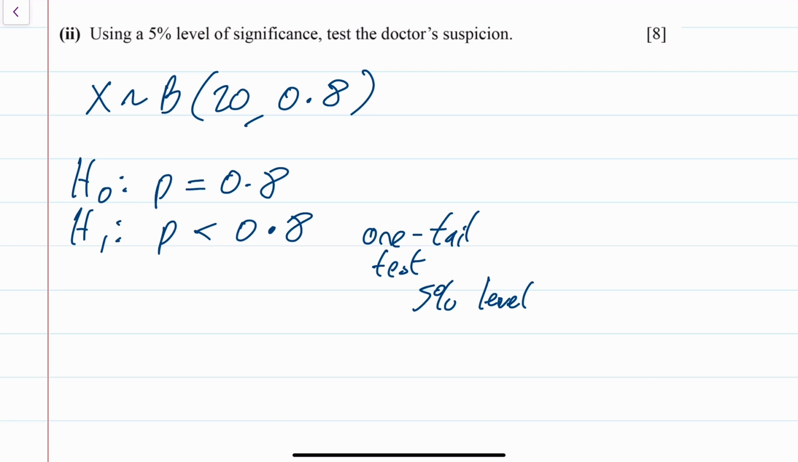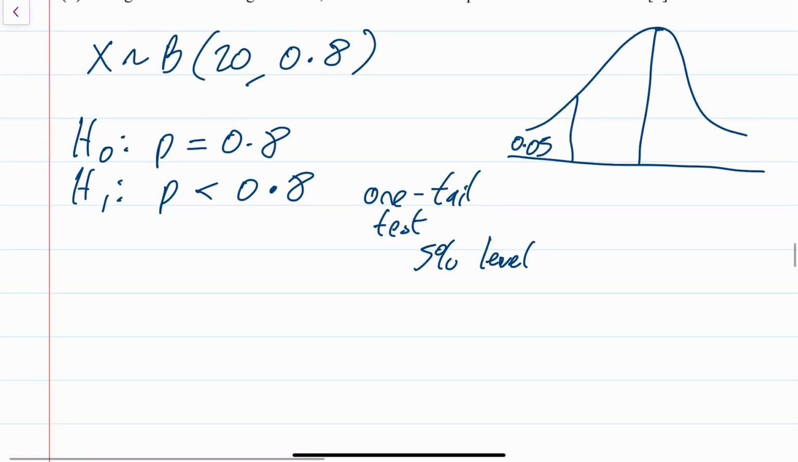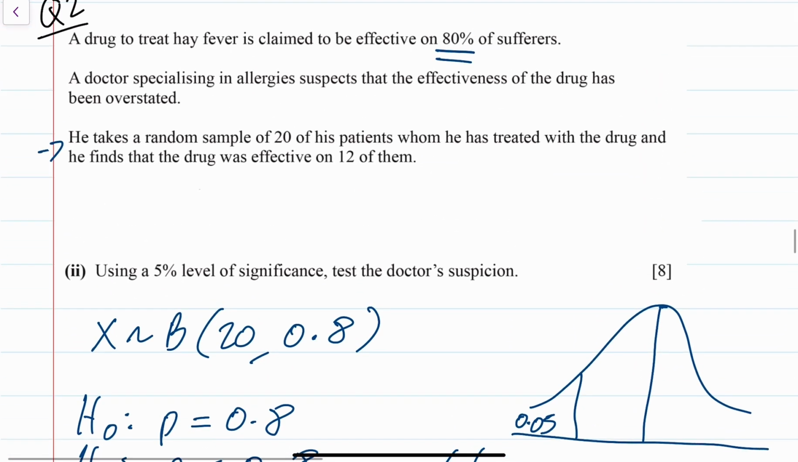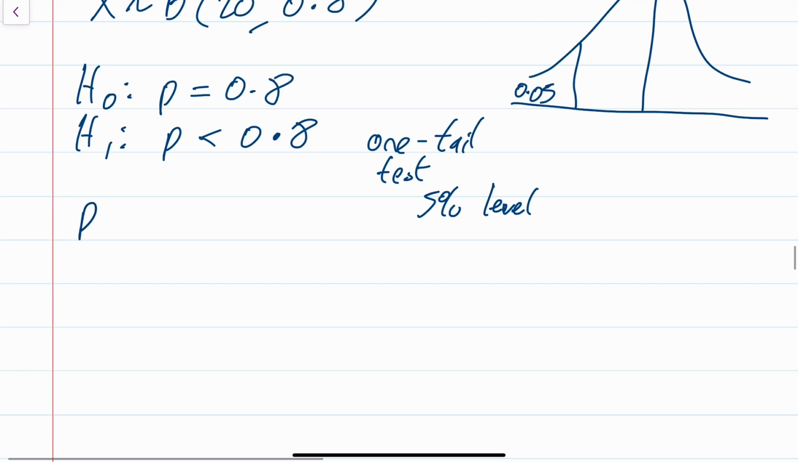Now, what we need to do, I always like to draw a diagram. I know it is not technically a normal distribution, but I like to draw it. It just keeps it right for me. It's on the lower end, and I want this to be 5%. So I want to find the chances of my value being 5% or less. It says 12 of them, so I want to find the probability that X is less than or equal to 12.